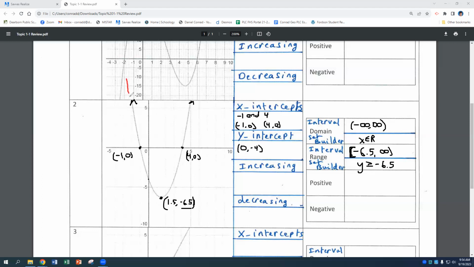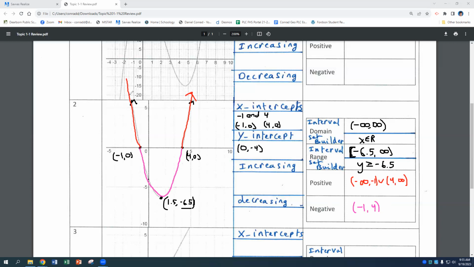Positive is when we're above. So from -infinity up until -1, we're above the x-axis. And then again, from 4 to infinity, we're above. So our positive interval is from -infinity up until -1, and then again from 4 to infinity. Our function is negative from -1 all the way until 4. It's below the x-axis.